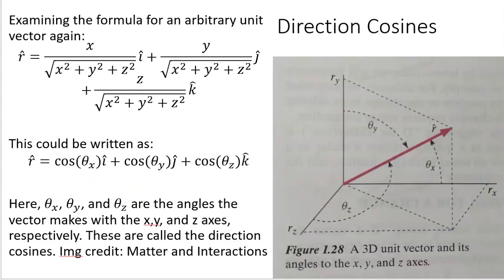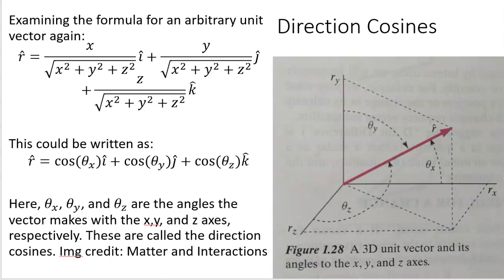Now, let's look one more time and think a little bit harder about this arbitrary unit vector r hat. If you look at each one of those things, you can see that the components of your unit vector are actually the cosines of the angles of the vector with respect to each one of the x, y, and z axes. This is a little easier to see if you look at figure 1.28 from your textbook, which is shown there on the right. So here we see an arbitrary vector r indicated by the arrow there in purple.